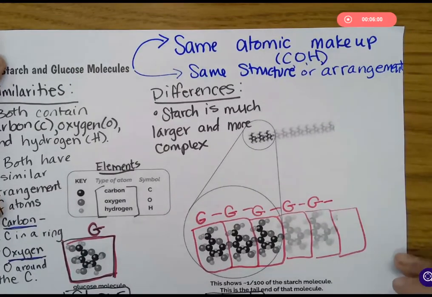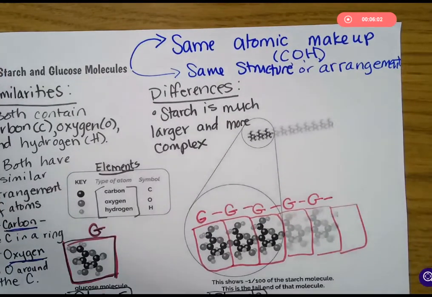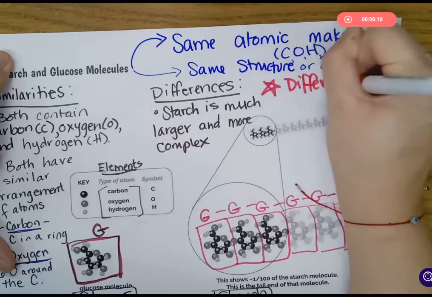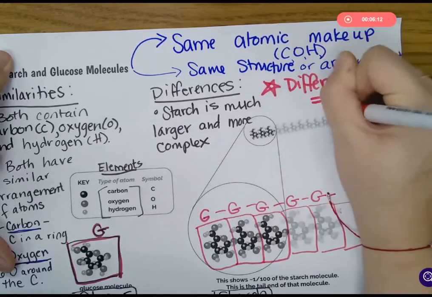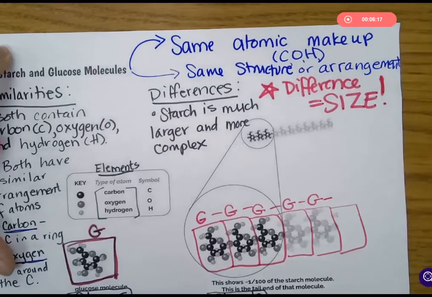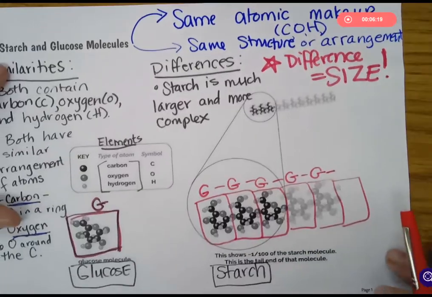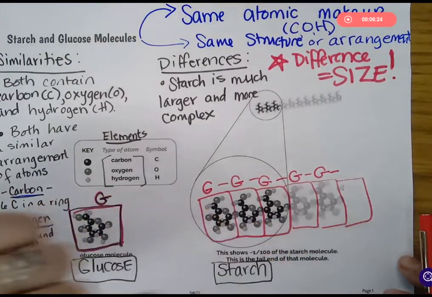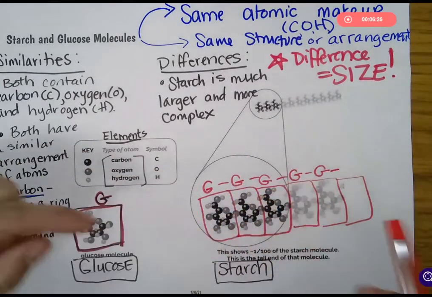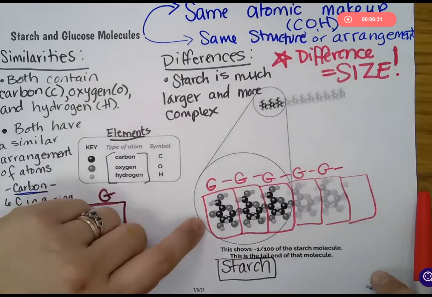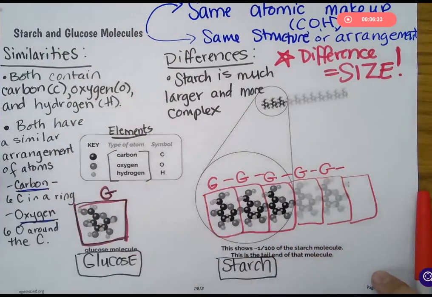So what is the really big difference? The difference equals size. So starch is a series of glucose molecules stuck together. So glucose, small single molecule; starch, large molecule made of lots of glucoses stuck together.